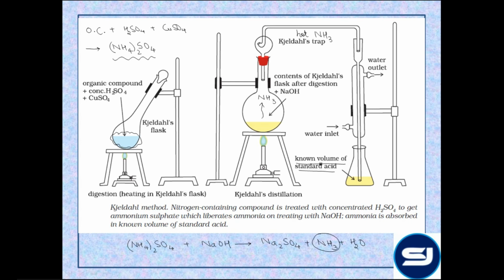So in Kjeldahl's method, nitrogen containing compound is treated with concentrated H2SO4 to get ammonium sulfate, which liberates ammonia on treating with NaOH. Ammonia is absorbed in known volume of standard acid. So 3 points to be remembered.